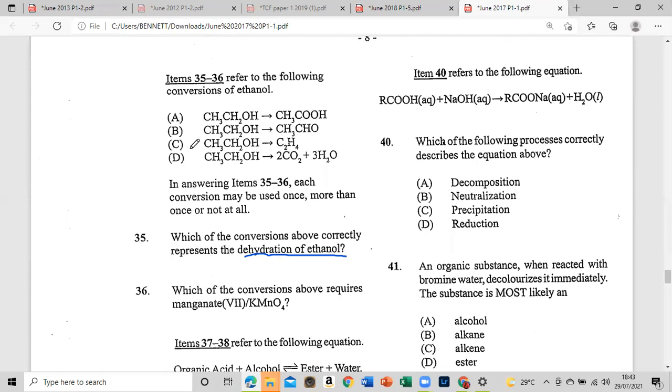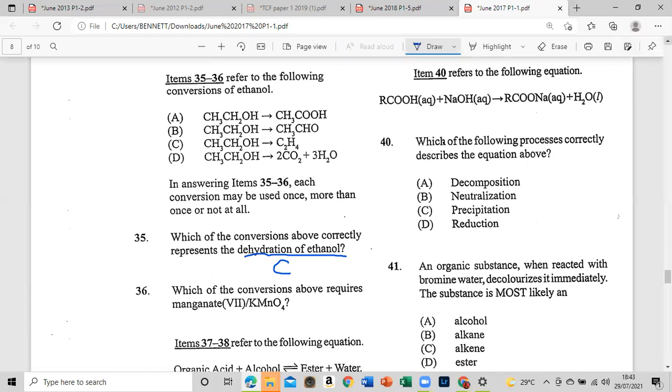And that would be C. So 35 is C. 36 now. Which conversion above requires manganate(VII), KMnO4? And that would be A. So 36 is A.